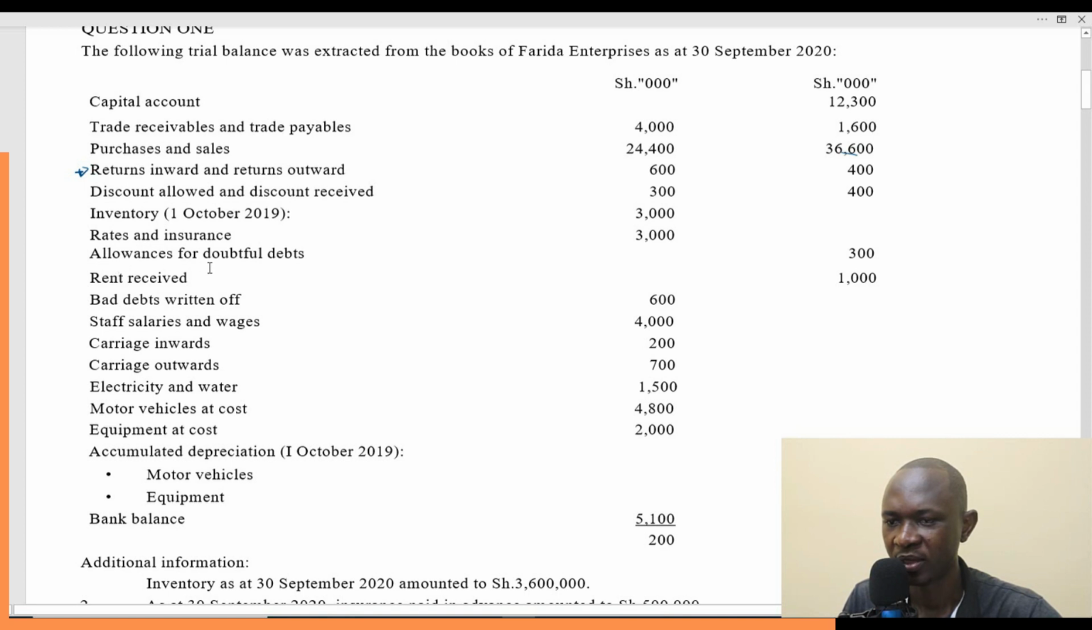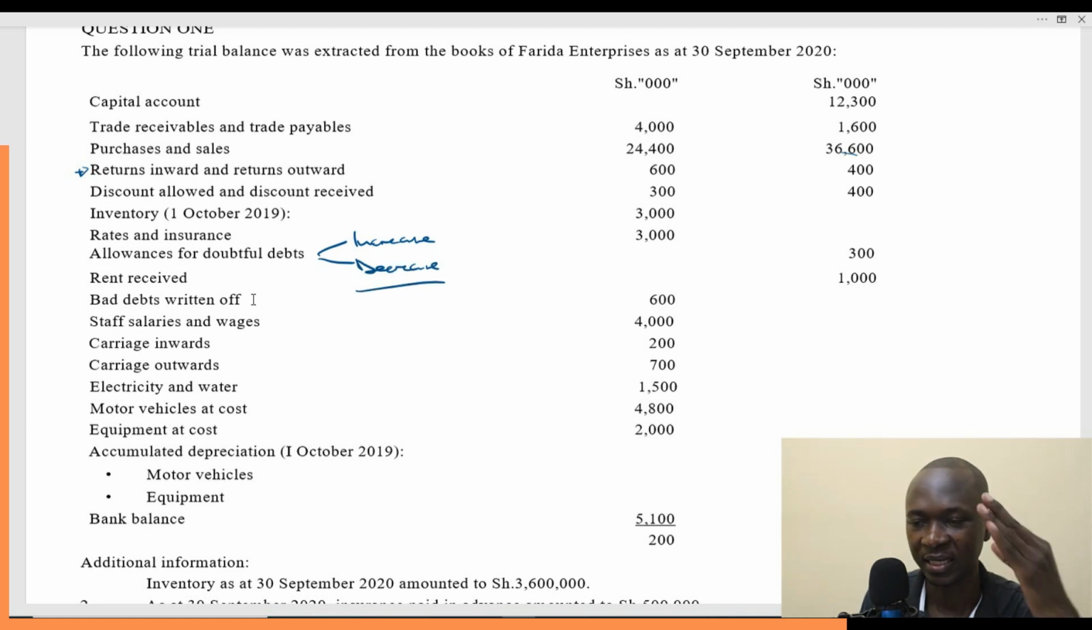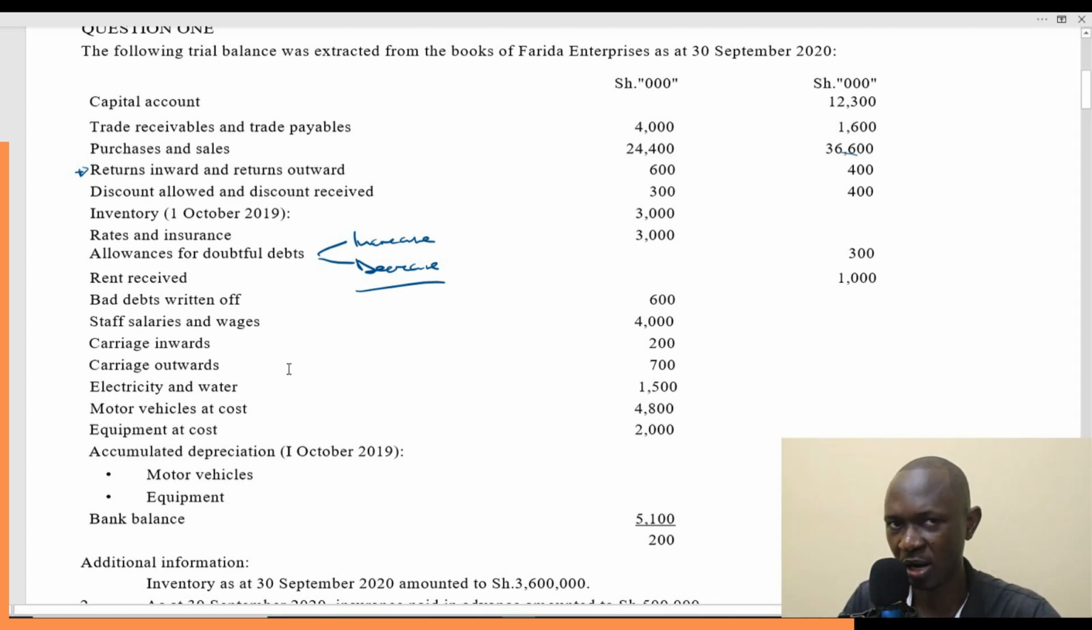So then there's allowance for bad and doubtful debts. Remember, for allowance for bad and doubtful debts, how do we treat this? An increase is normally debited and a decrease is credited. A decrease is treated as a gain. An increase is treated as a loss. So an increase, you debit P and L; a decrease, you credit P and L. So an increase is always debited, a decrease is credited.